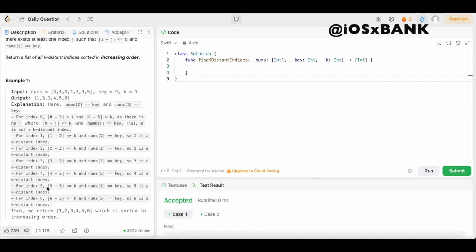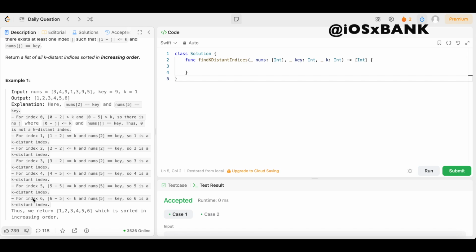Then we're going to do index 5. 5 minus 5 is 0. So 0 is less than or equal to k. Boom, so it fits that requirement. And then nums of 5 is 9, once again, which is equal to the key. So it fits both of the requirements that we're looking for. So 5 is a k-distant index.